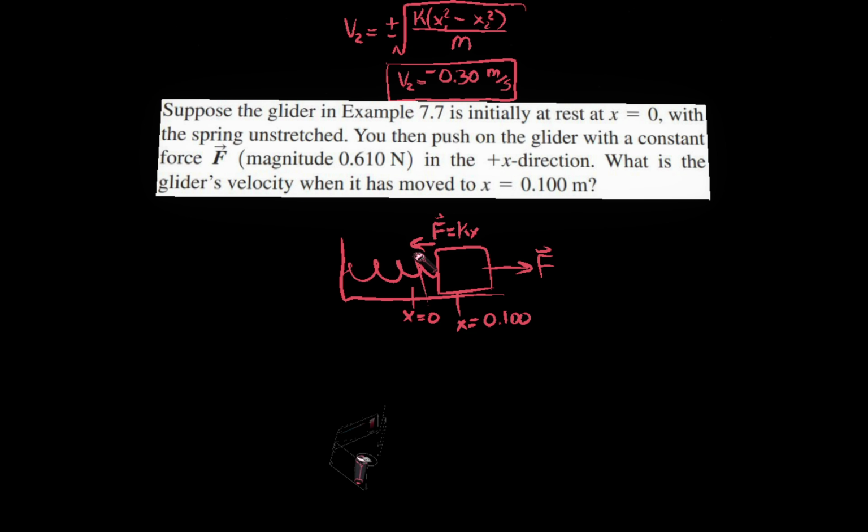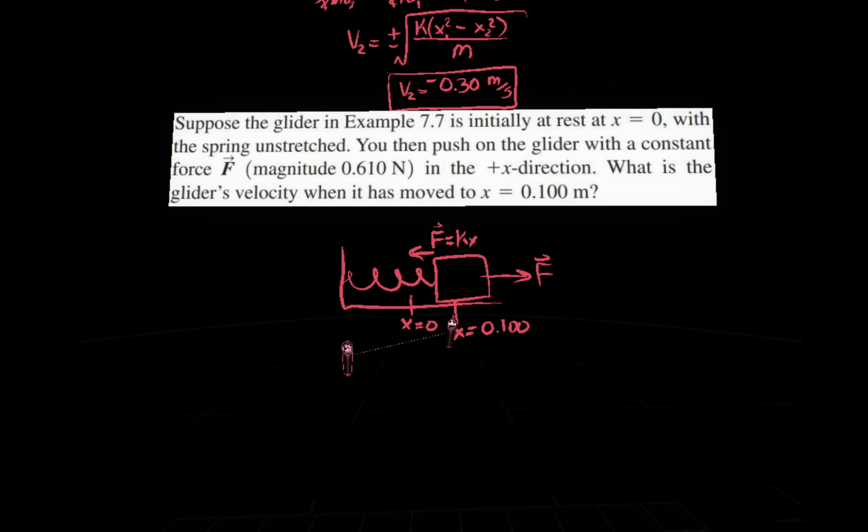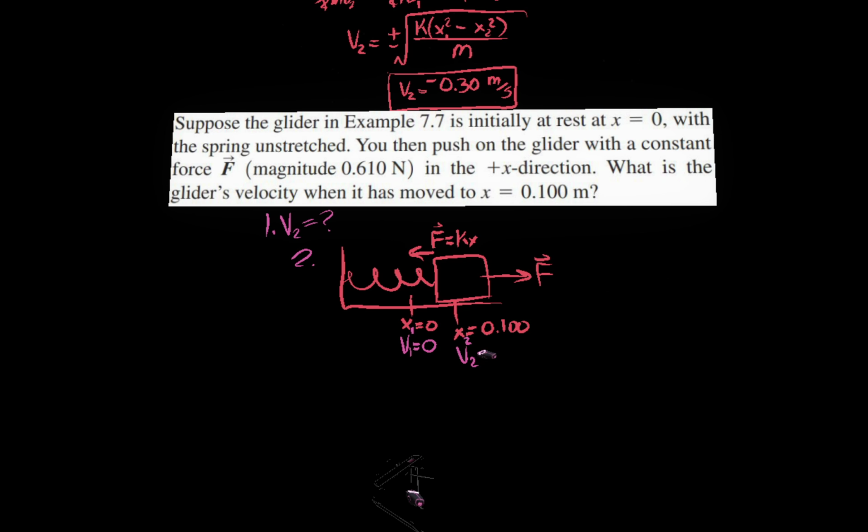So here I'm getting a little ahead of myself because I've already started the drawing, but step one was to identify what we're solving for. We're solving for V2 again, right? V2 equals something. Step two is to do a drawing, and that's what we've started on. So this is x1, this is x2. V1 starts at rest, so it's 0. V2 is what we're solving for.